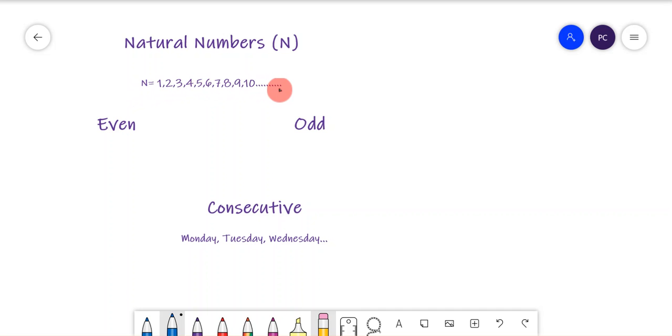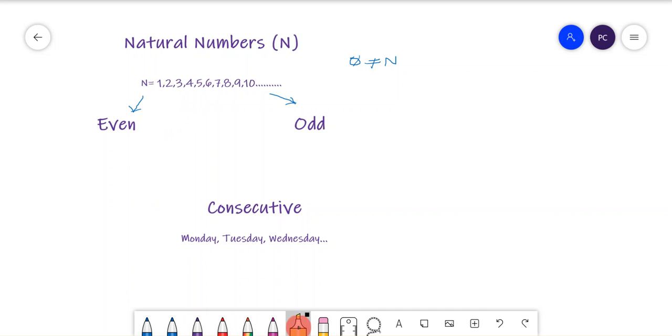Now 0, the number 0, is not a natural number. Natural numbers can then be further broken down into even natural numbers and what are known as odd natural numbers. Even natural numbers are natural numbers that can be divided by 2 evenly.